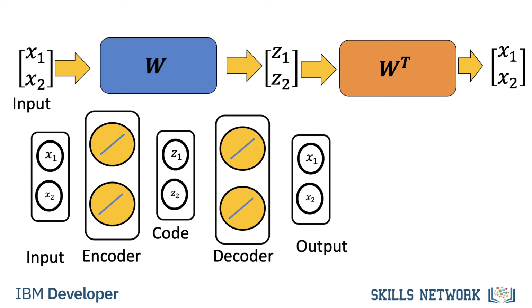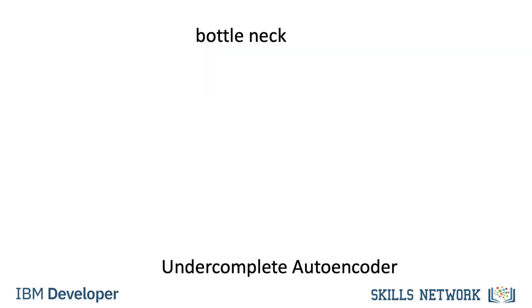Just a note, as PyTorch treats the input as rows, we transpose all the operations. Let's do an example where the code is smaller than the input. If the code is smaller than the input, the autoencoder will store important information about the input x. This is called a bottleneck or undercomplete autoencoder.